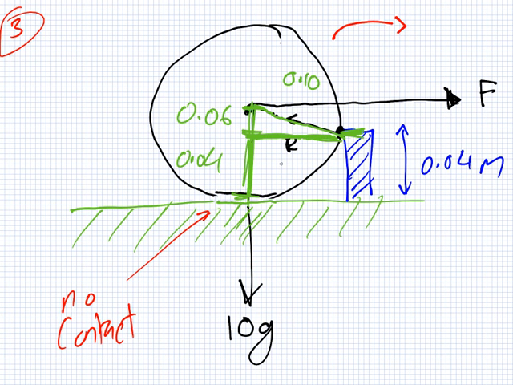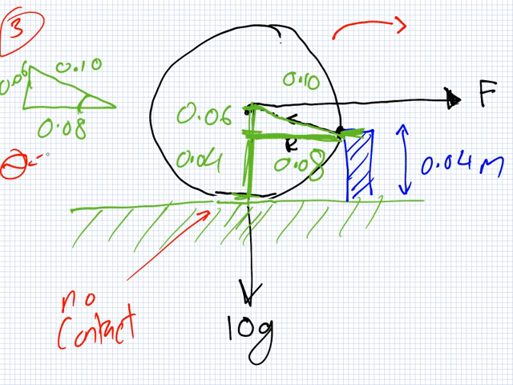You have to use the guy, what's his name? Pythagoras. So you get 0.08. So if you look at this triangle I drew, this is 0.10, this is 0.06, and this is 0.08. So do we know this angle? Yes, we sure do. The angle is tan inverse 0.06 over 0.08. So you get theta is 36.87 degrees.